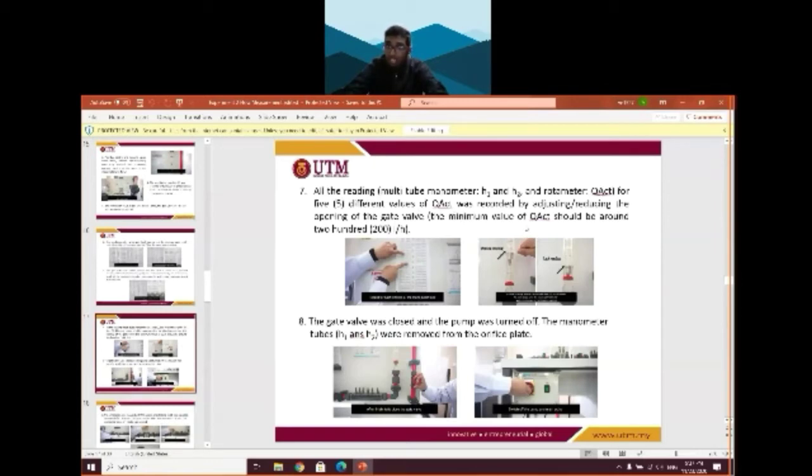How are you going to adjust the actual flow rate? It is by opening the gate valve. So adjust the opening of the gate valve. So we will take the results for 5 different values of actual flow rate.